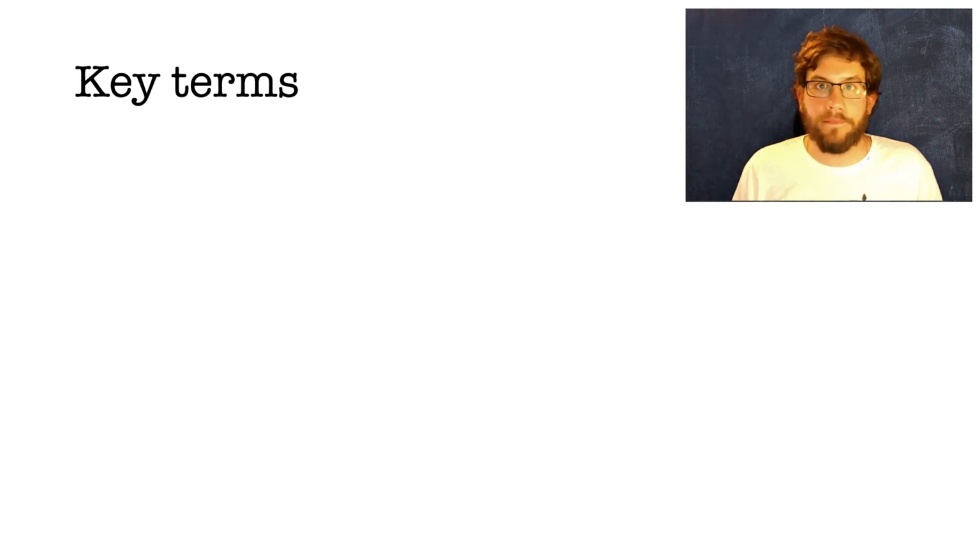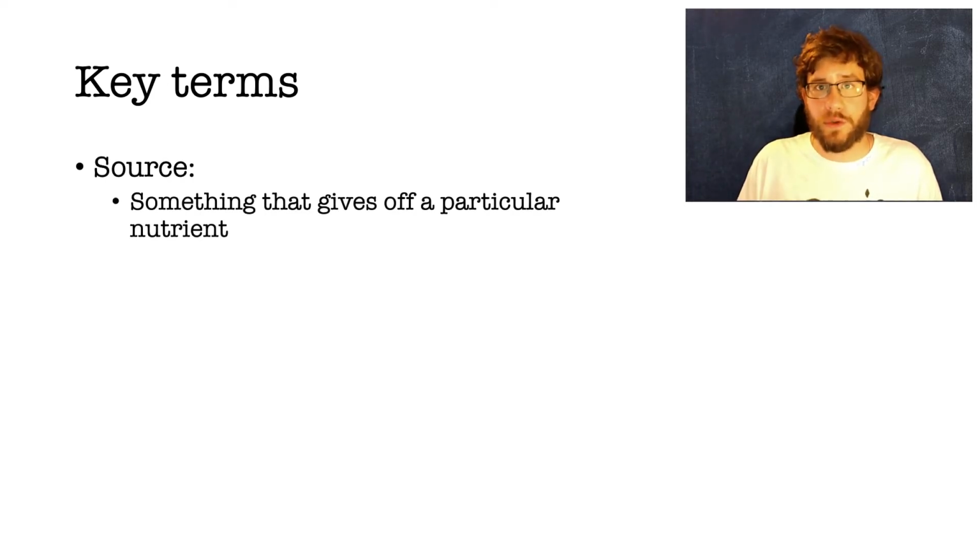Alright, so I lied. There's one thing we have to talk about before we talk about the nutrient cycles, and there are three key terms. So the first one is this word source. Now a source is any organism, any object, any activity that releases a nutrient into a system. And the system in this case would be the environment.